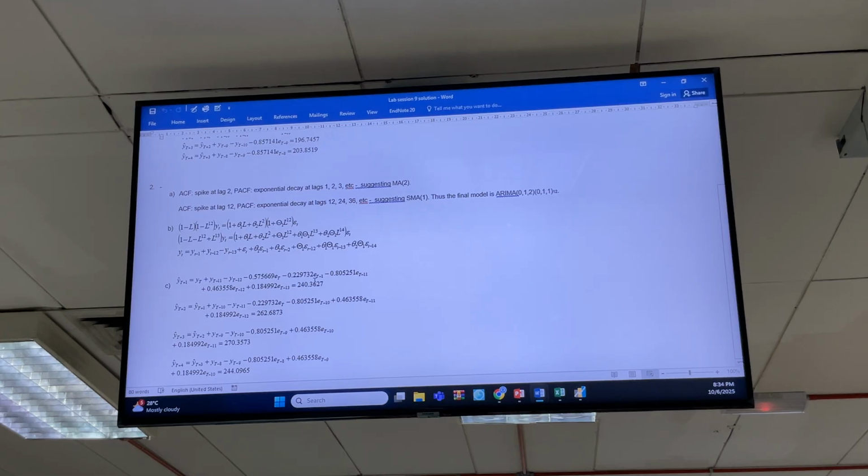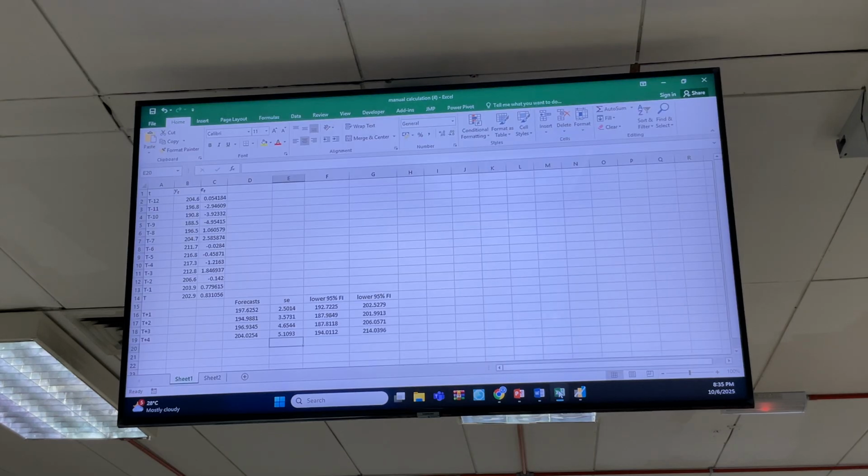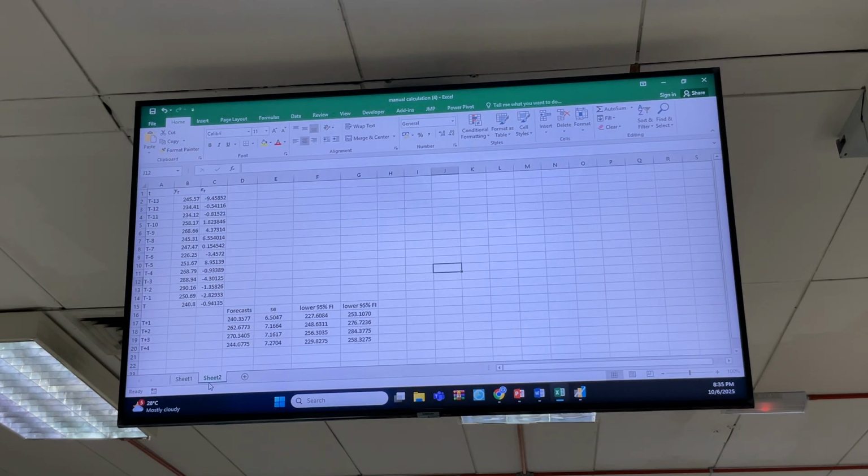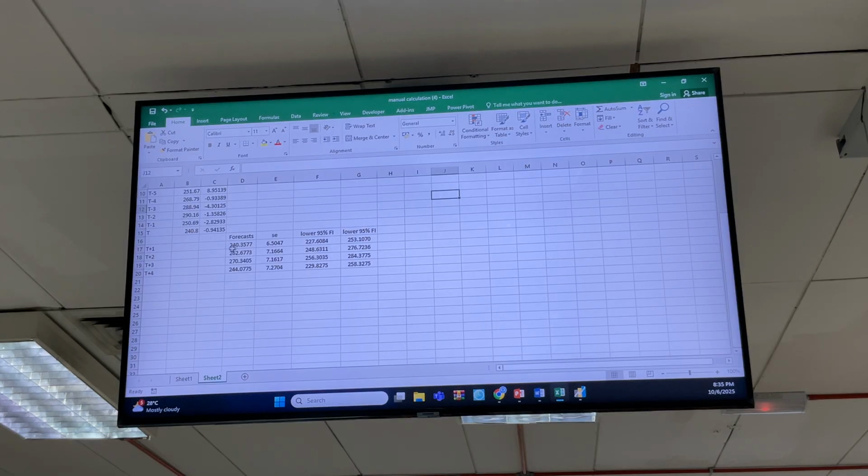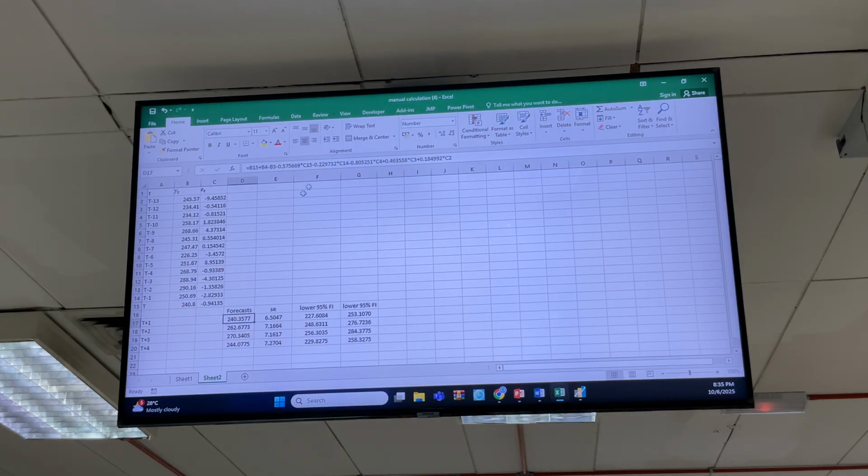Again, this one I also need you to calculate, and you should be able to get this one. I mean, this one is taken from the software. If you calculate manually, it is slightly different. So I will provide you an example of the calculation, the point forecast as well as the forecast interval.